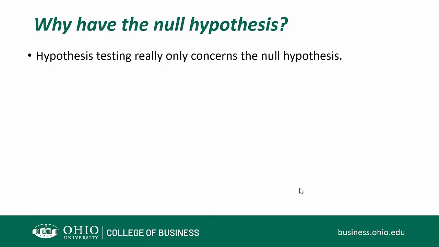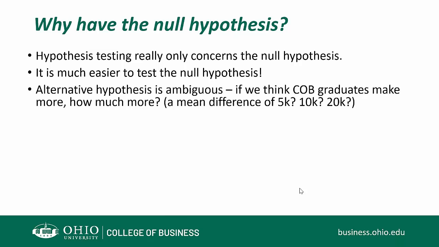In fact, hypothesis testing really only concerns or examines the null hypothesis. And the reason why is the null hypothesis is much easier to test. The alternative hypothesis is very ambiguous. Think about it. If we predict that COB graduates make more than the average OU graduate, well, how much more? How big of a mean difference do we predict? 5,000? Do they make 10,000 more? 20,000 more? It would be very difficult to predict an exact mean difference. Instead, we just write an ambiguous research hypothesis that doesn't specify the exact mean difference.